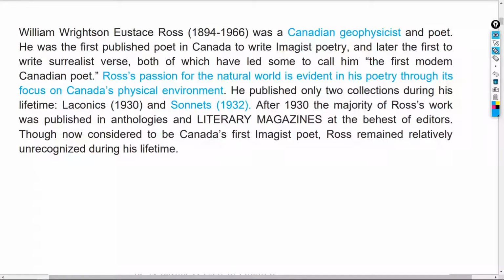So my dear children, this poem is written by W.W.E. Rose. W.W.E. Rose, William Wilfred Eustace Rose, was born in the year 1894 and died in the year 1966. He was a Canadian geophysicist and a poet. So he published only two collections during his lifetime. One is the Laconics and the other is a sonnet in the year 1932.